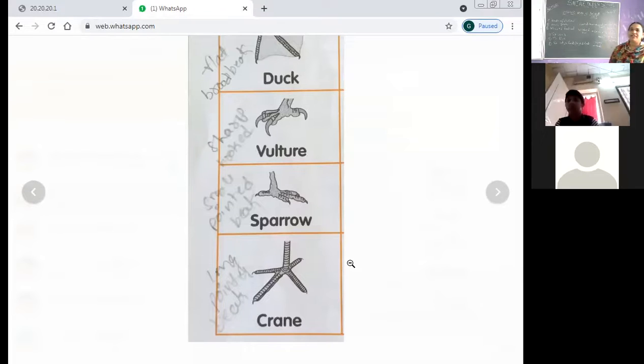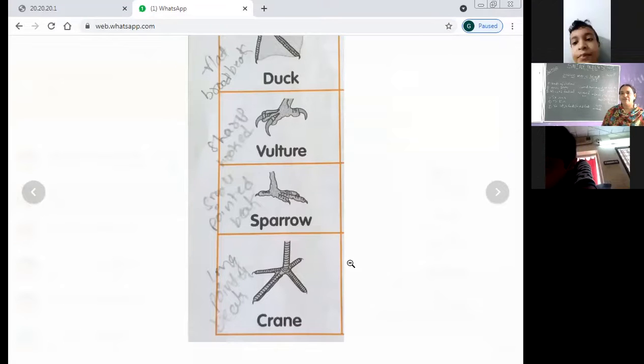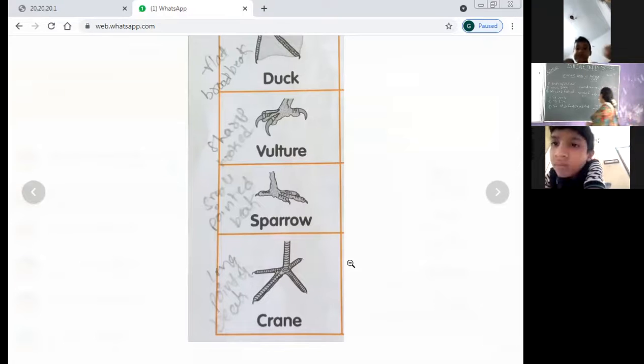What type of beak does a duck have? What did we discuss yesterday? What type of beak does a duck have? Flat and broad. Flat and broad. What type of beak does a duck have?